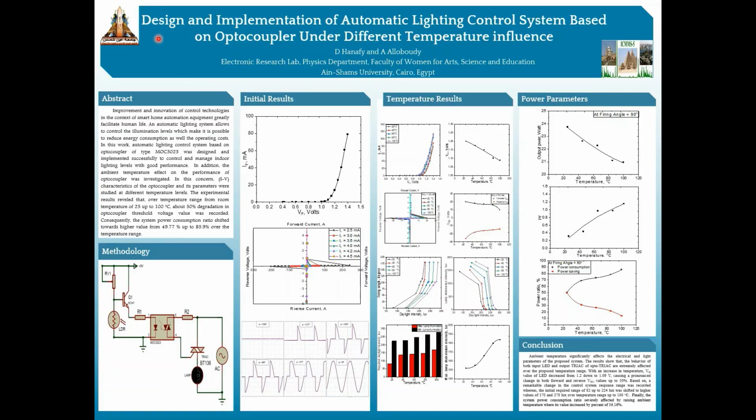Our poster is entitled Design and Implementation of Automatic Lighting Control System Based on Optocoupler Under Different Temperature Influence. In this work, an automatic lighting control system based on optotriac of type MOC3023, LDR, and triac type BT136 was designed and implemented to control and manage indoor lighting levels.